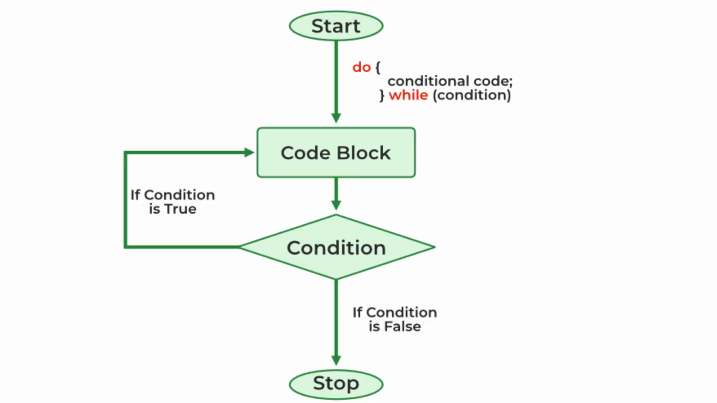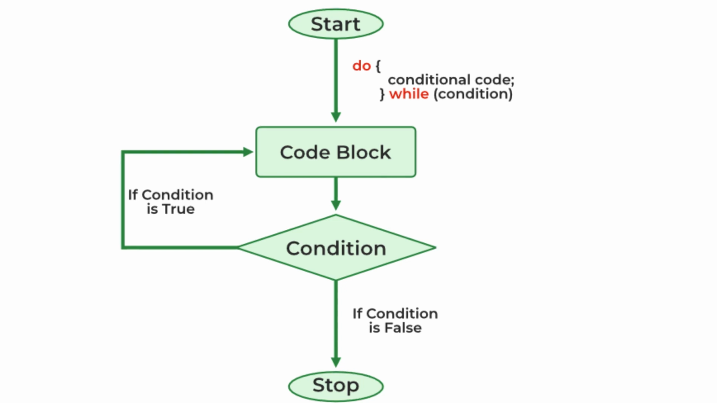The do while loop is a control structure that repeatedly executes a block of code as long as a specified condition remains true. Unlike other loop structures, the do while loop guarantees that the code block will execute at least once, regardless of the condition's initial evaluation.